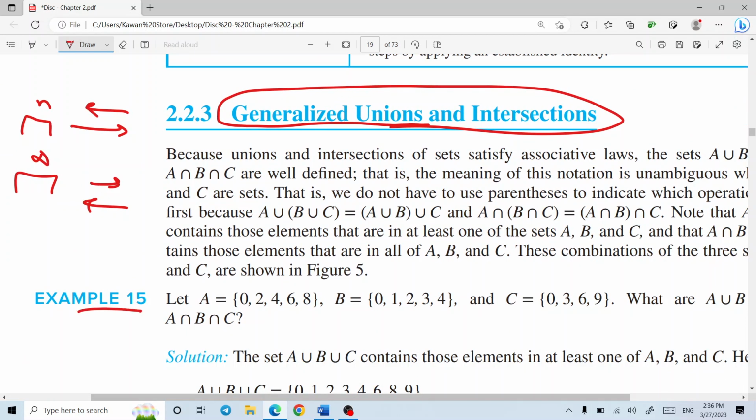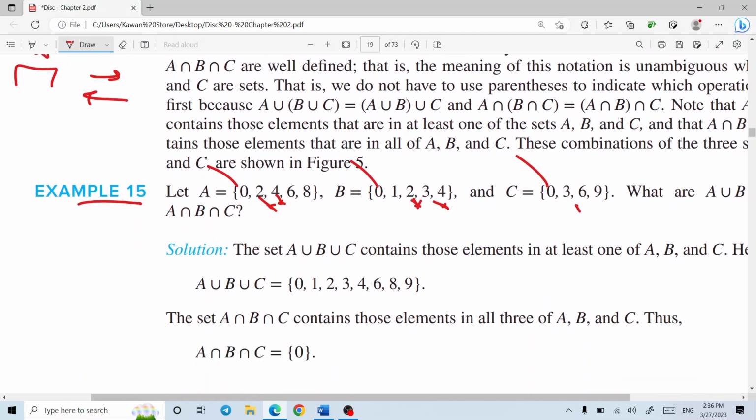If we have 3 sets, we can find what's common between them. 0, right? 0, 0. 2, 2, no 2. 4, 4. So I have only 0. Am I right? You just check. It's easy. That example is just to understand.